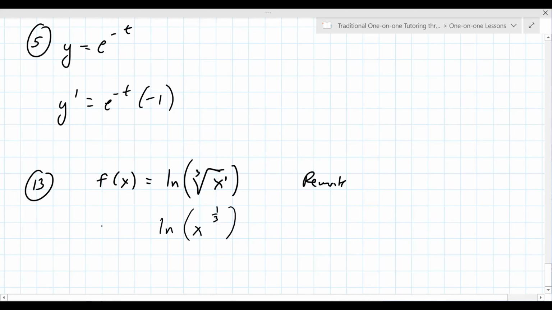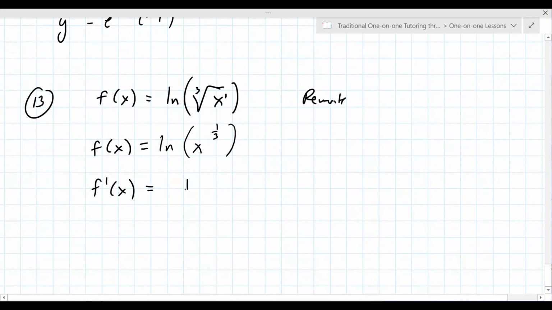So the derivative f prime here is 1 over x to the 1/3, 1 over whatever's inside. But then you multiply by the derivative of the inside function. So the derivative of the inside function, we're going to put that here, is 1/3 x to the -2/3 power.